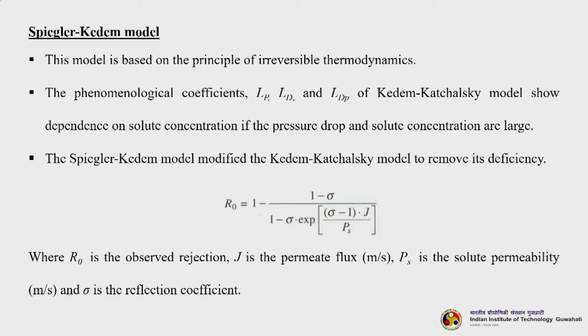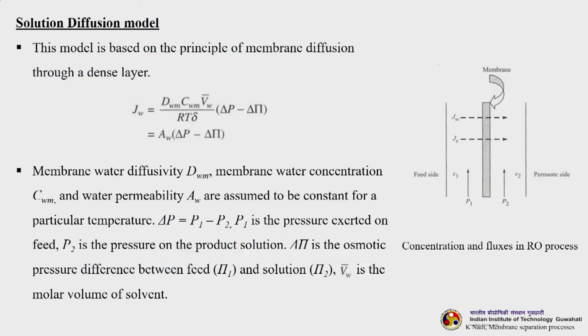The next model is the Spiegler and Kedem model. This model is based on the principle of irreversible thermodynamics. The phenomenological coefficients Lp, Ld, Ldp of the Kedem-Katchalsky model show dependence on solute concentrations if the pressure drop and solute concentrations are large. So, this model modified the Kedem-Katchalsky model to remove its deficiency. We can write the rejection as 1 minus (1 minus sigma) divided by (1 minus sigma times the exponential of this particular term). Ro is the observed rejection, J is the permeate flux, Ps is the solute permeability and sigma is the reflection coefficient.